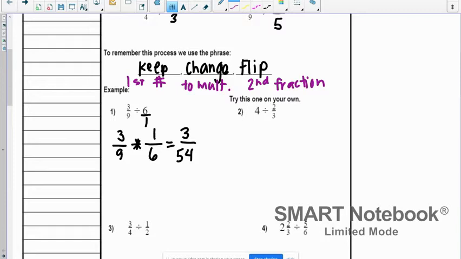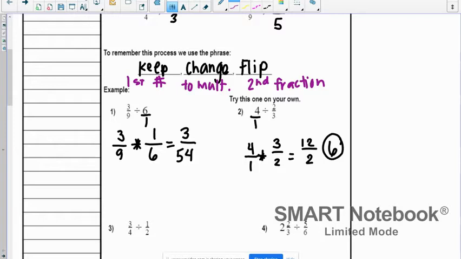If we're listening and following along now, we should already have the answer to this problem and we're just following along to check. 4 becomes 4 over 1. We keep the first fraction the same. Change division to multiplication. Flip 2/3 to 3 over 2. Multiply across, we get 4 times 3 is 12. 1 times 2 is 2. 2 can go into 12 6 whole times. There's nothing left over. So 6 is our final answer.